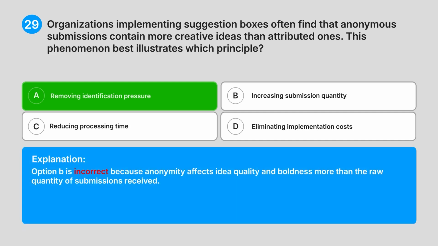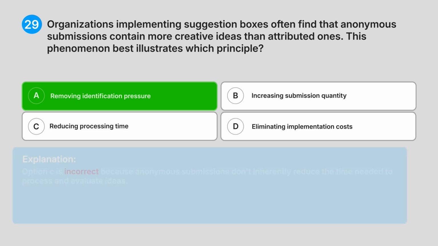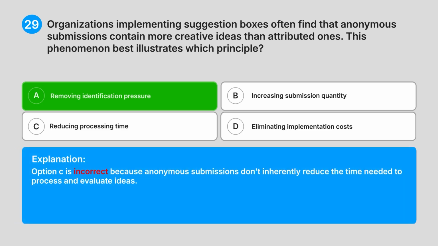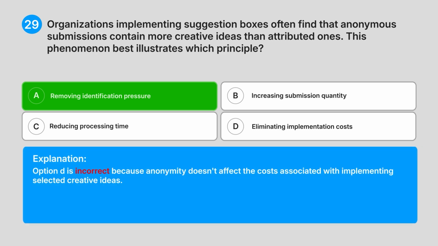Option B is incorrect because anonymity affects idea quality and boldness more than the raw quantity of submissions received. Option C is incorrect because anonymous submissions don't inherently reduce the time needed to process and evaluate ideas. Option D is incorrect because anonymity doesn't affect the costs associated with implementing selected creative ideas.